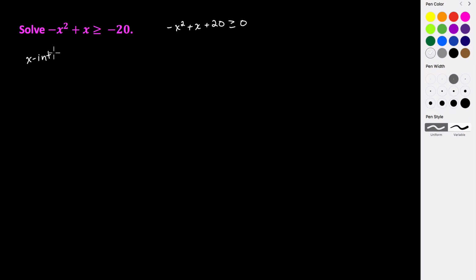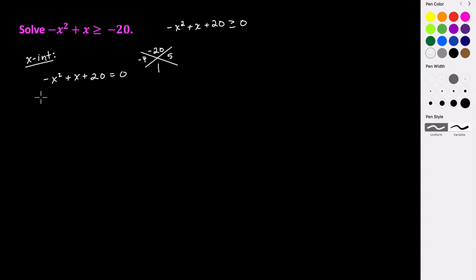Again, remember, when we're dealing with x-intercepts, we're just going to set this up as an equation and solve that way. So negative x squared plus x plus 20 equals 0. We need to try and factor this. So we're looking for factors of negative 1 times 20, so negative 20, that add to be 1. Factors of negative 20 that add to be 1. Negative 4 and positive 5, I think, work.